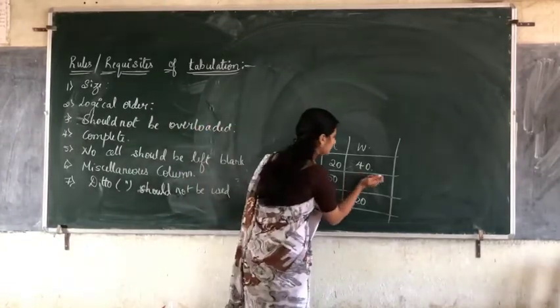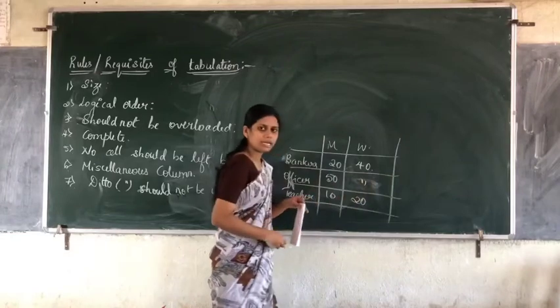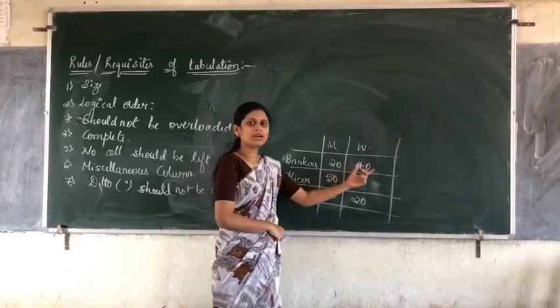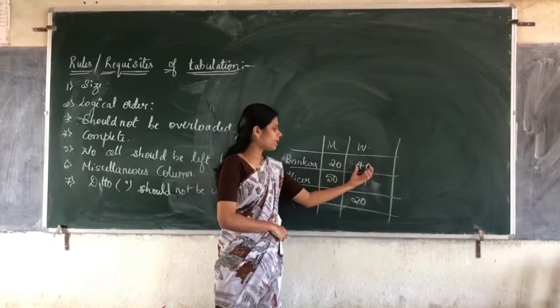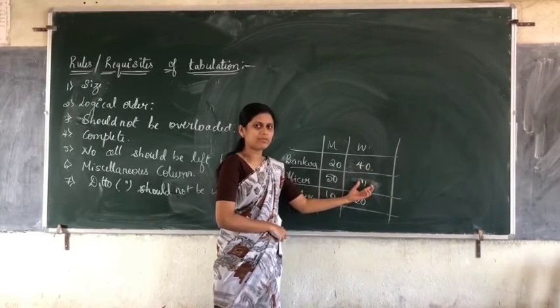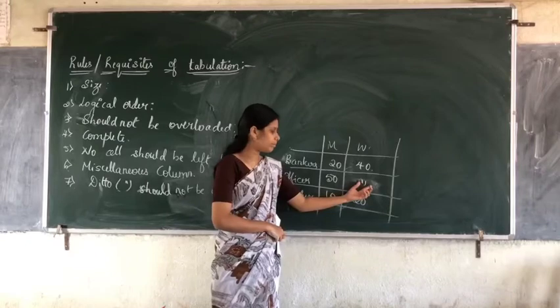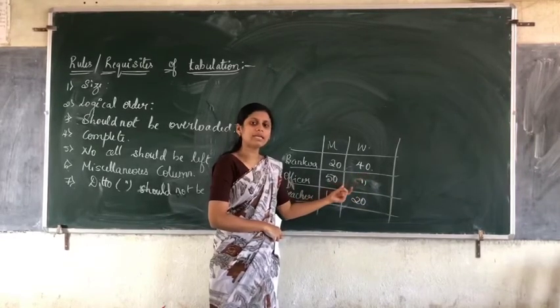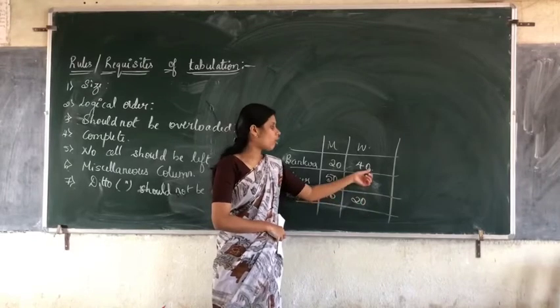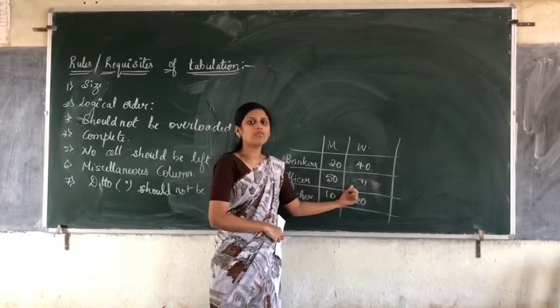For example, here if I am writing ditto, it may give a meaning that 40 is repeated, so the column value is repeated. Or it also means that 50 is repeated. So we will be in confusion whether the column value is repeated or the row value is repeated.